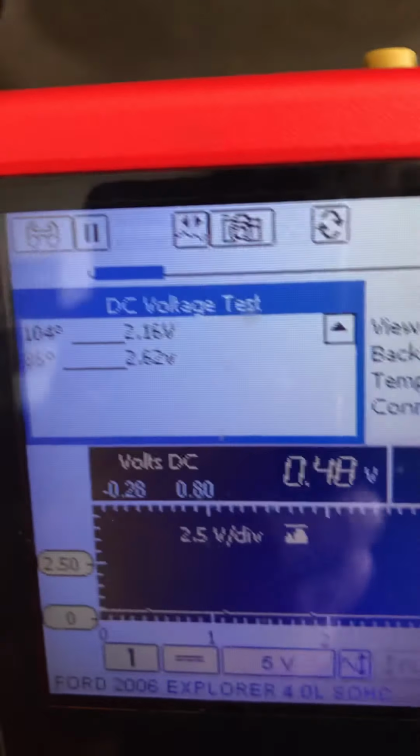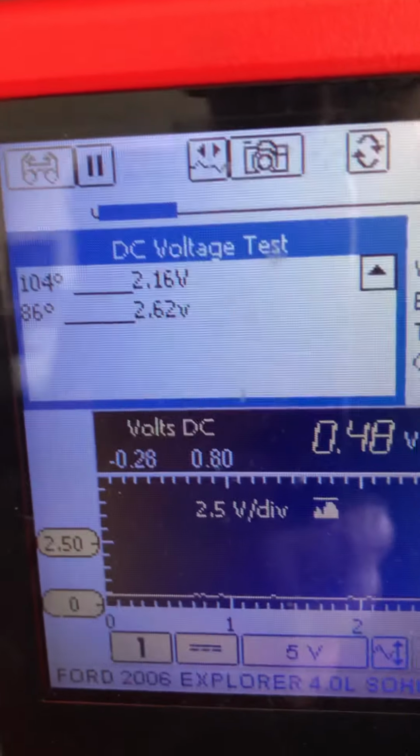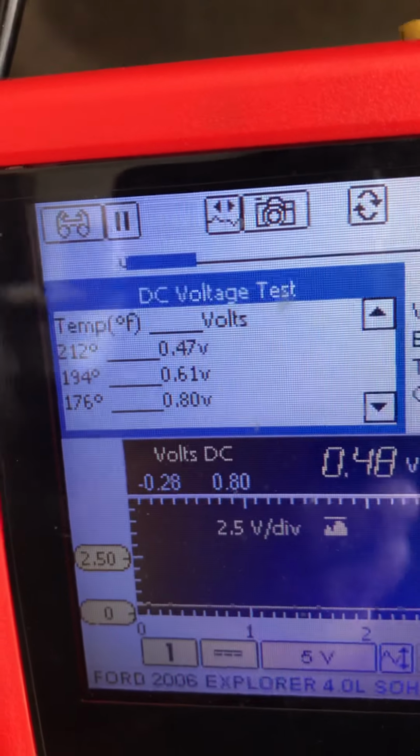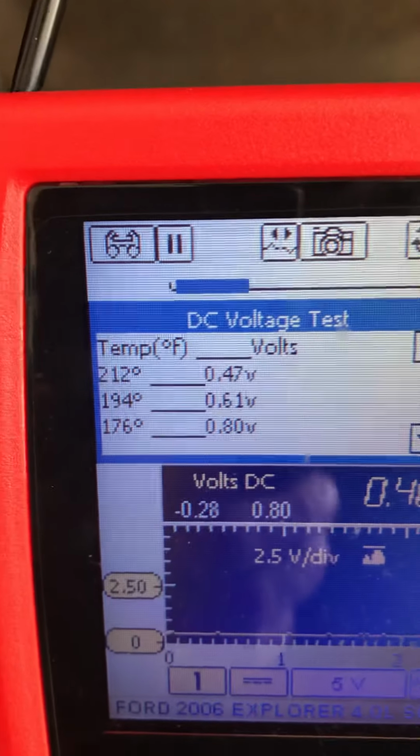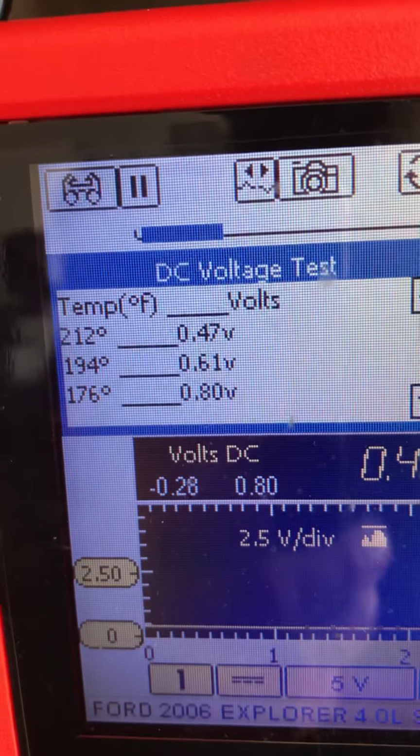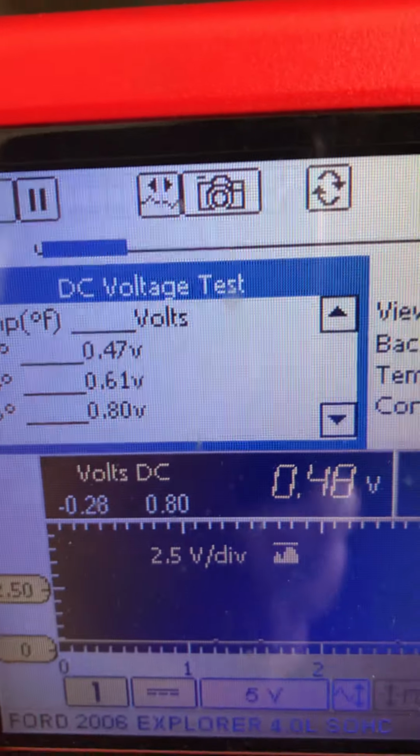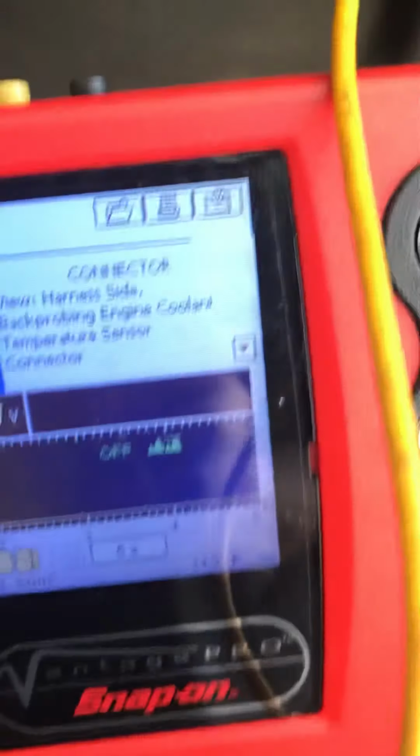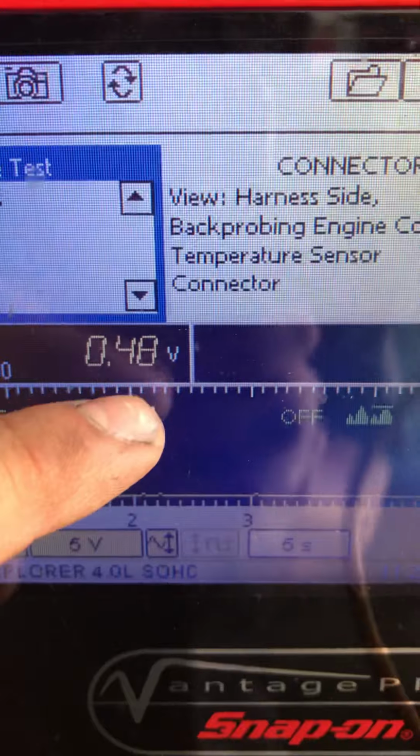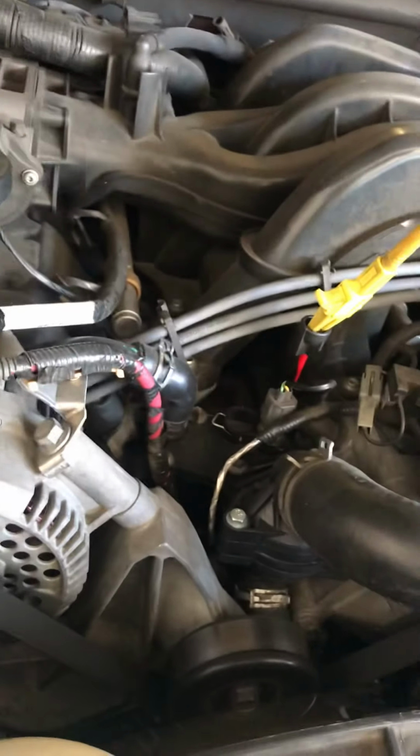So if you look right here, we've got a little table. 86 degrees, reading about 2.62 volts. 104 degrees, about 2.16 volts. So we're at 0.48. We're about right there at 212 degrees temperature. So 0.48, that's where it's supposed to be at. 212, 0.48. Okay.